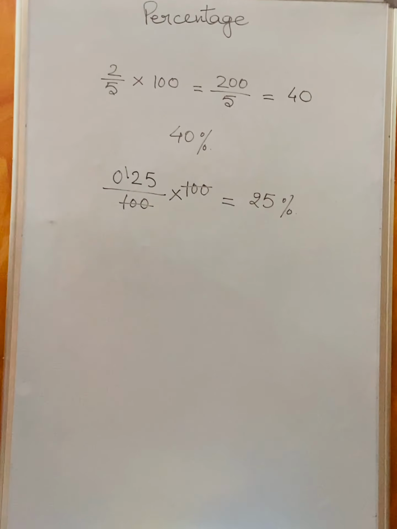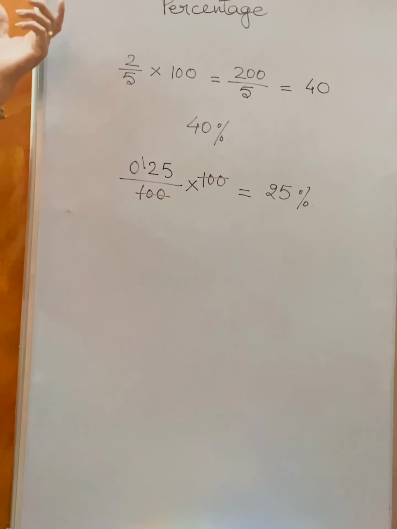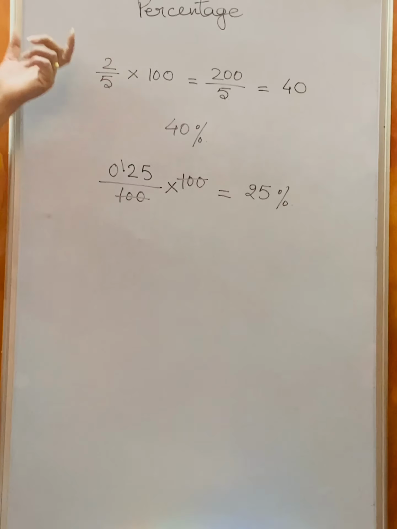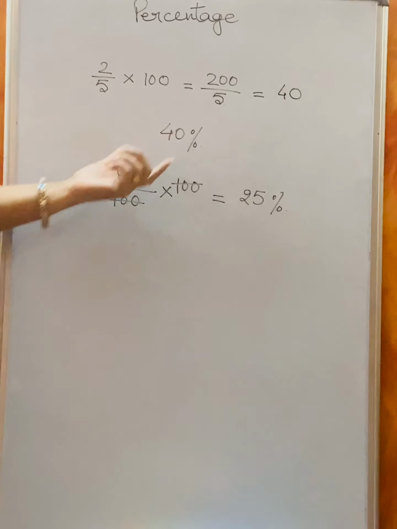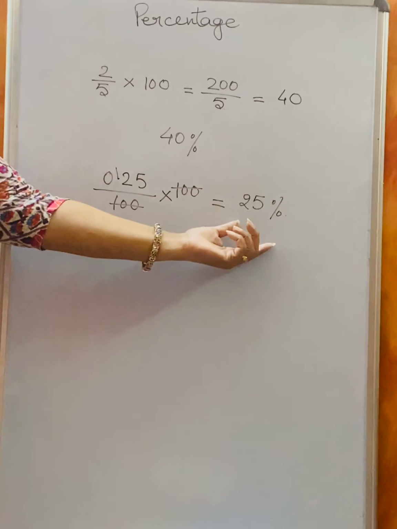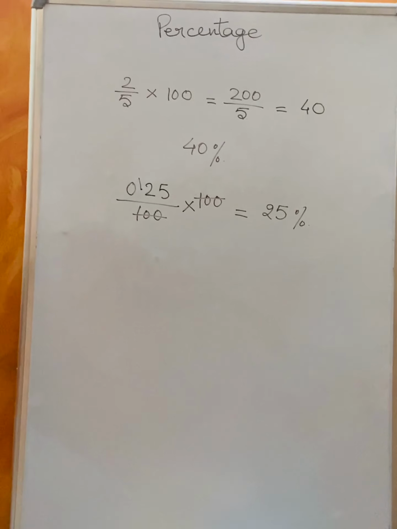It's very simple. We can simply convert a percentage into a decimal and a fraction, or a fraction into a percentage, or a decimal number into a percentage.